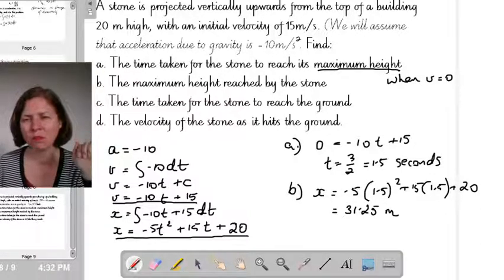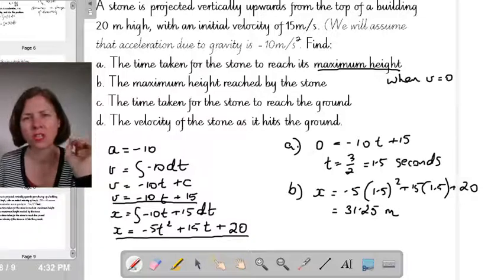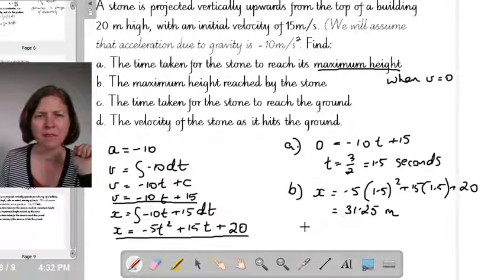And what I went back and did was I popped in my units there. t is in seconds and x is in meters. And I know that because all the units that I'm given in the question are in meters and in seconds. Okay, part C, the time taken for the stone to reach the ground.